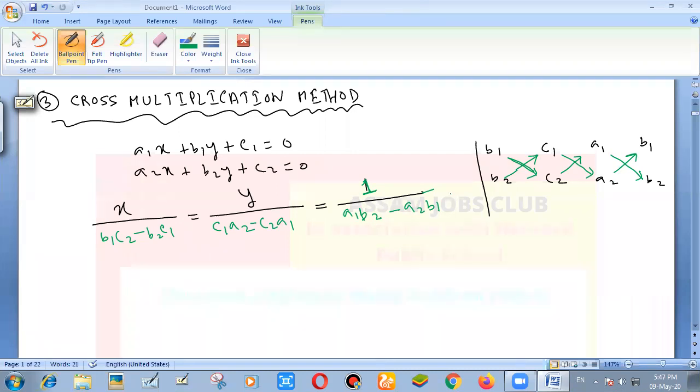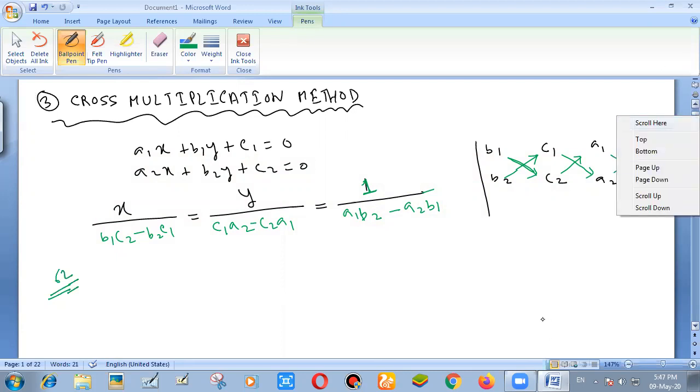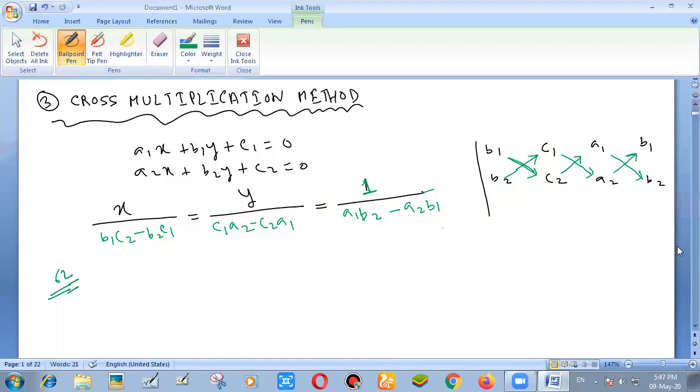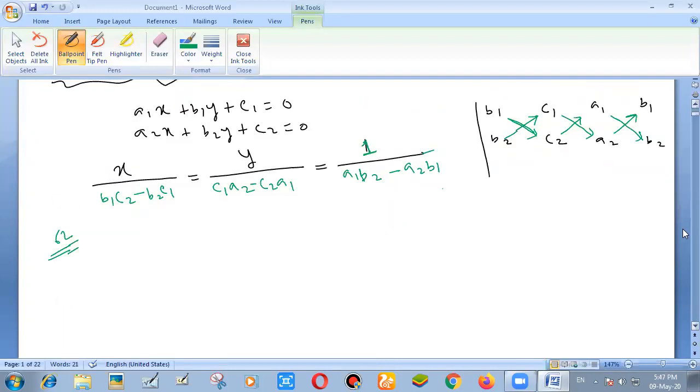All of you see page number 62 in your NCERT book. See question number 1. Have you seen page number 62? Here the question says you have to solve these equations. First, you have to say whether it is consistent or inconsistent. Then you have to solve it by the cross multiplication method. So let me take the first example.